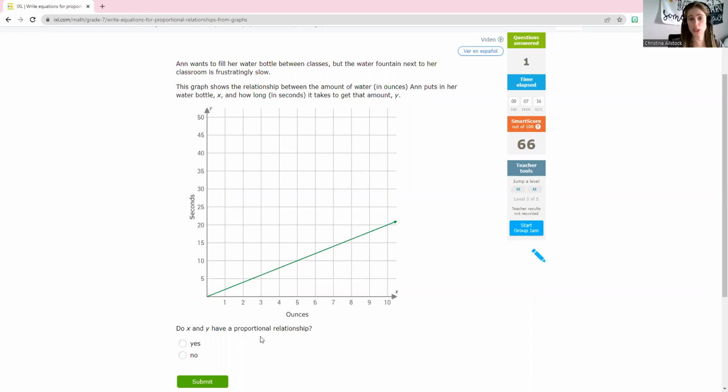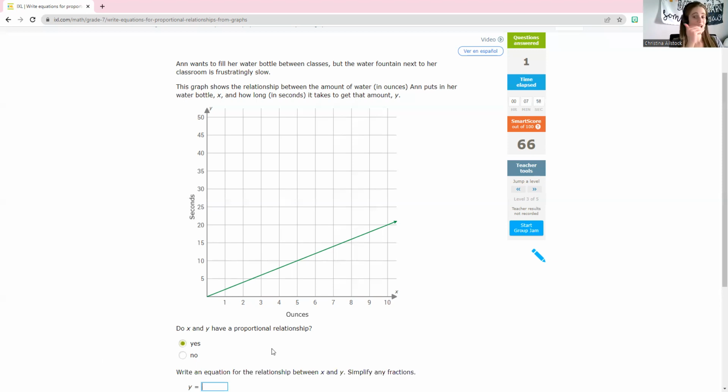And we are being asked at the bottom here, do X and Y have a proportional relationship? Well, the two things that we look for when we're given a graph is it's a straight line and it starts at the origin, 0, 0. Does this meet both of those requirements? It sure does. I don't care that my line's at a diagonal. It is still a straight line. There's no bumps or curves in it. And it does in fact start down here at 0, 0, which would be yes.